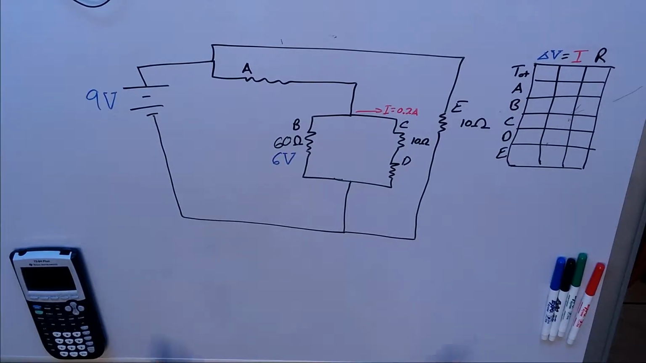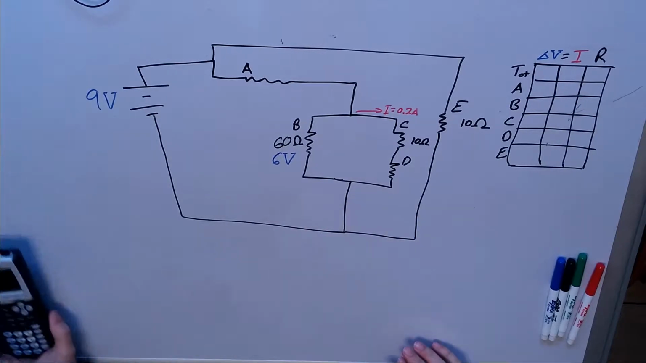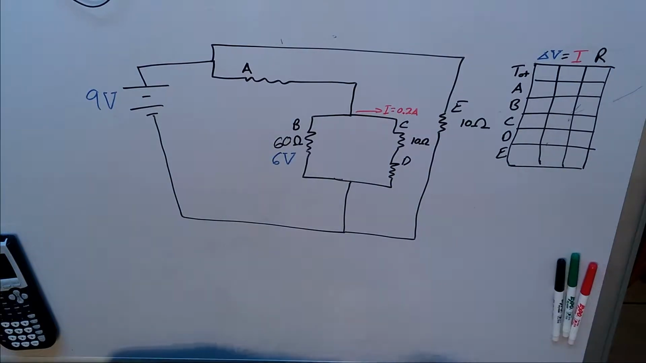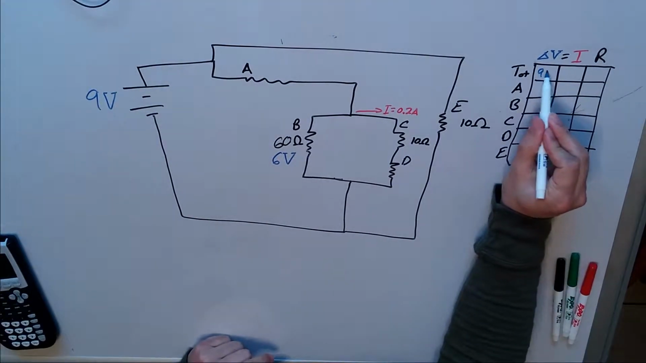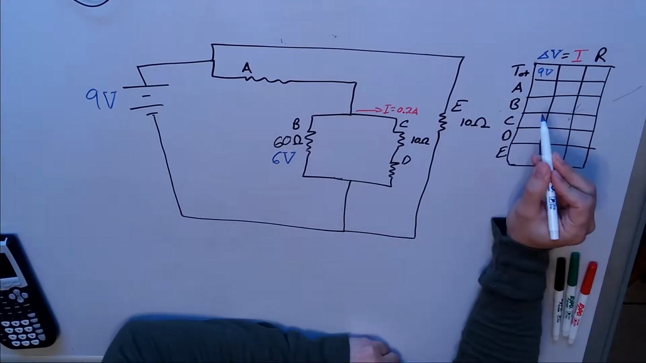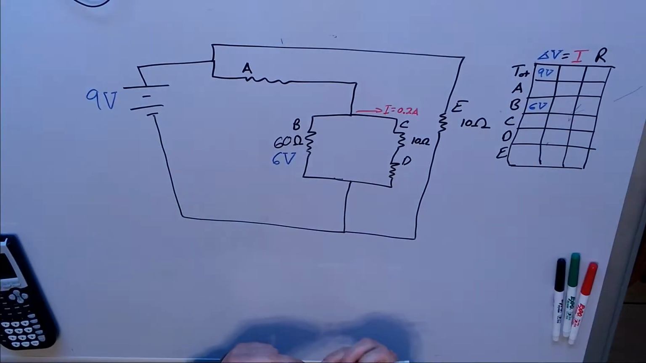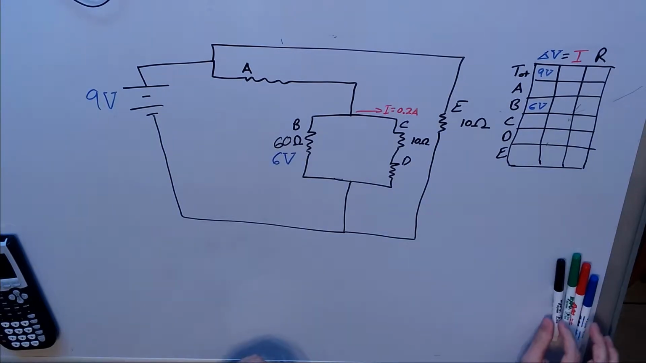So one of the best things to do when you've got a system like this, where you've got kind of a hodgepodge of different information, is to use the table, and let's start filling in the table. So I know my total potential for the circuit, that's my battery, is 9 volts. I'll put that down. We also know that the potential difference across B is 6 volts. So I'm going to put that in. Those are the only potential differences that I know, so moving onward.